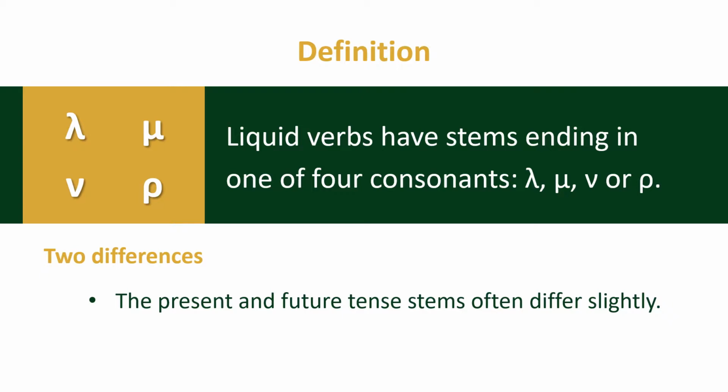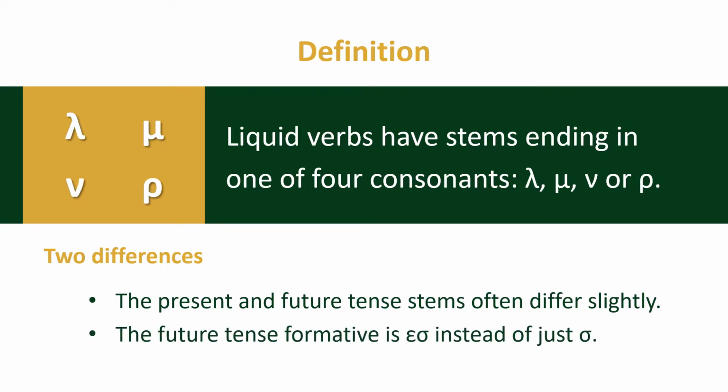And more importantly, for the formation of the future, the tense formative for liquid verbs is epsilon sigma instead of just sigma. That's really important. The future tense formative for liquid verbs is epsilon sigma instead of just sigma, as it is for the pattern 1 verbs. So liquid verbs have stems ending in lambda, mu, nu, or rho, and they take epsilon sigma as their tense formative for the future.